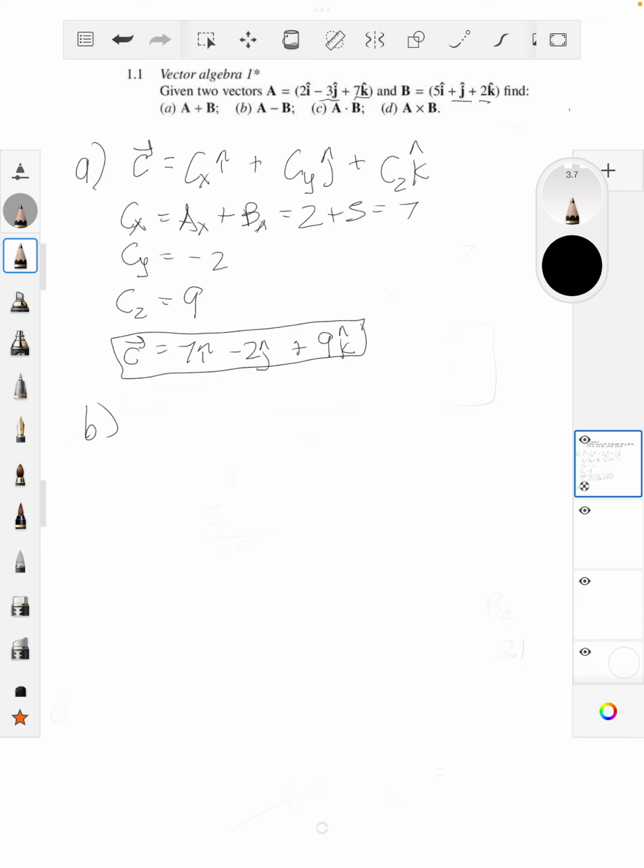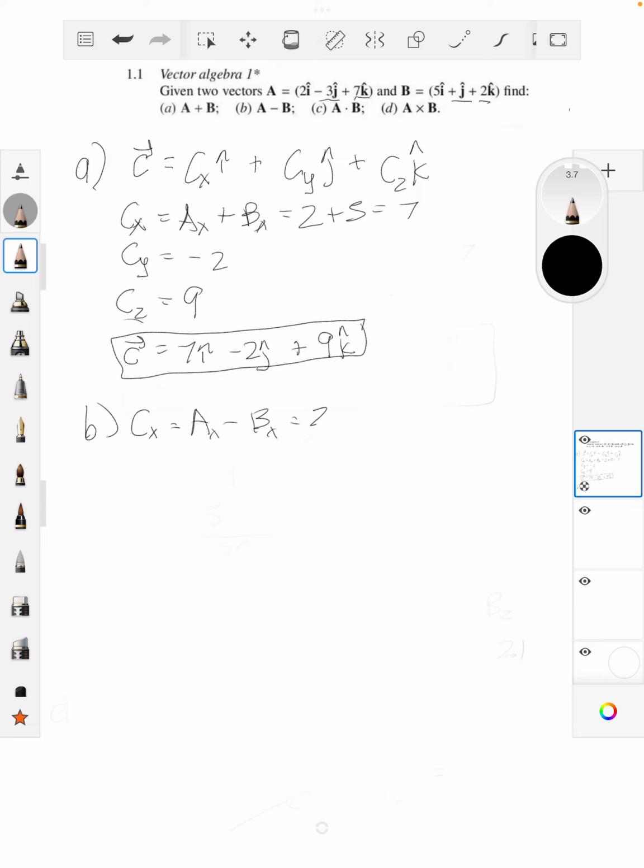For part B, it's the same thing, except we subtract bx, and in this case we subtract by, and here we subtract bz. So yeah, we're just going to do cx. We're going to pretend we have the same base vector, but this time it would equal a minus b.